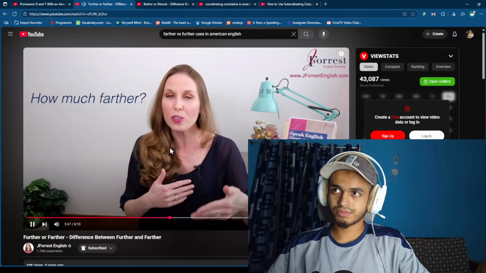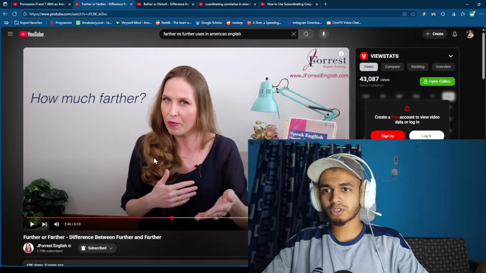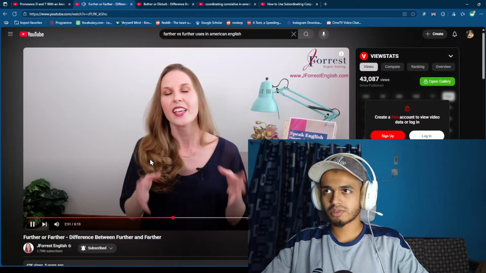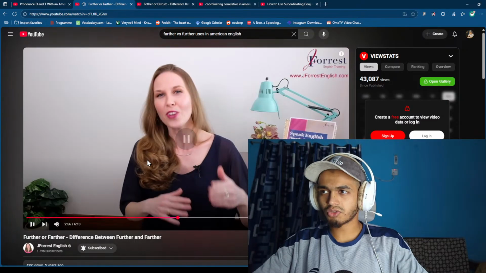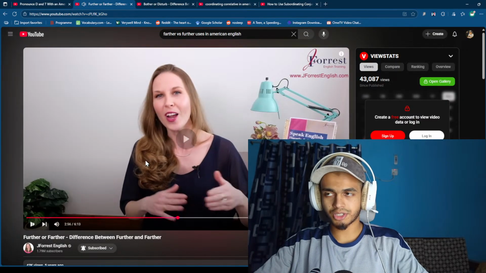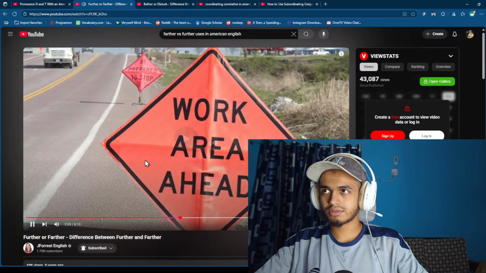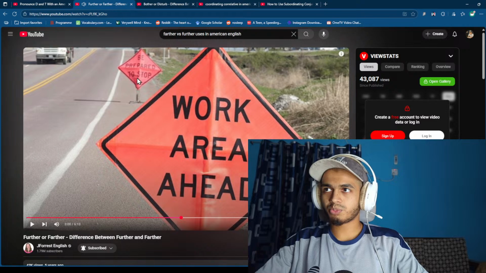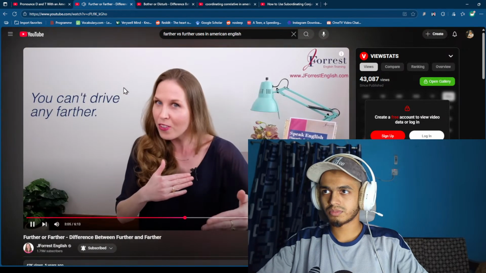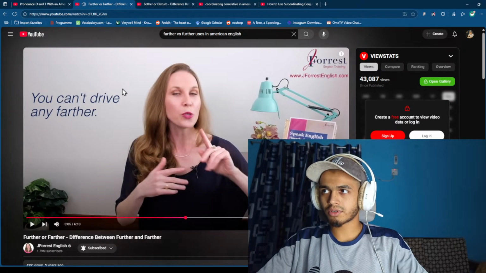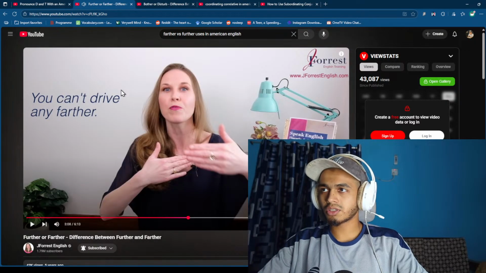How much farther do we have to drive? How much further do we have to drive? So you tell your kids that you still have 12 hours left. It's a long road trip. You're driving, you're driving. Now you get to this point, work area ahead, please be prepared to stop, where you can't drive any farther. You can't drive any further.